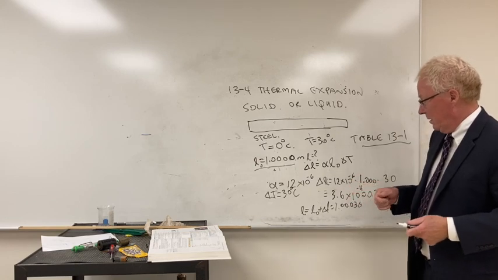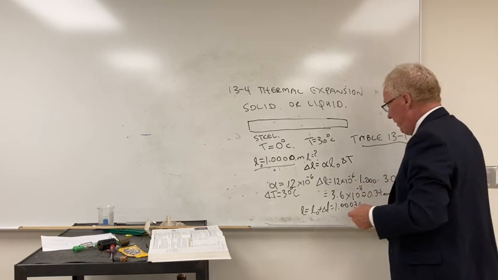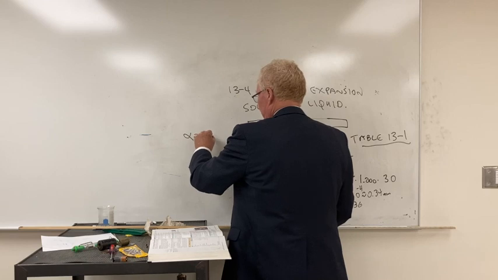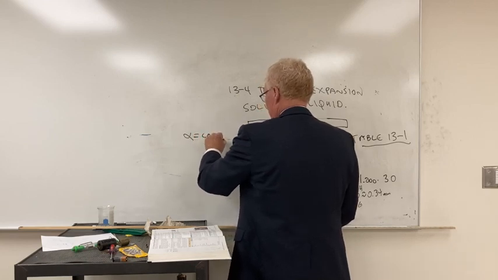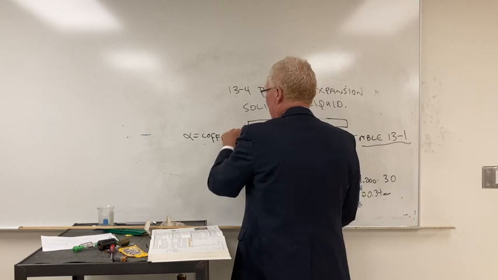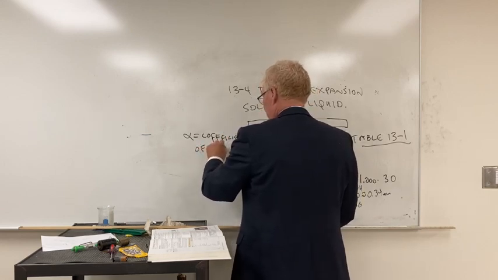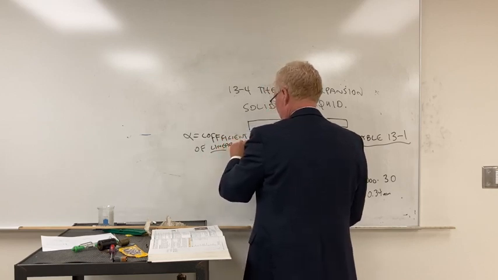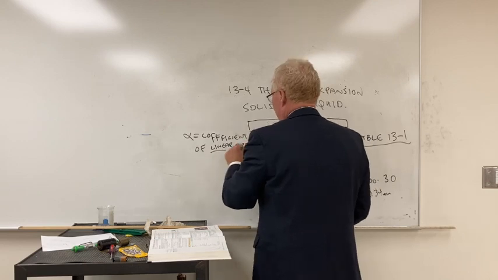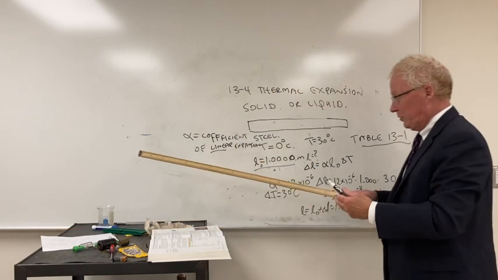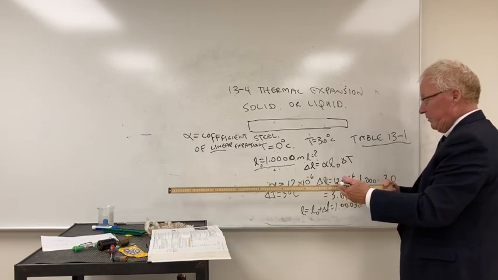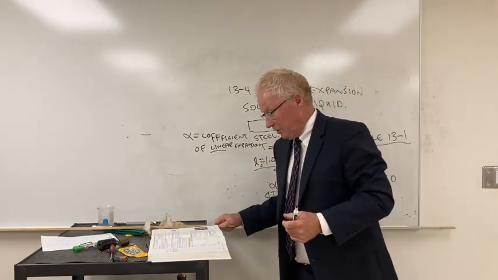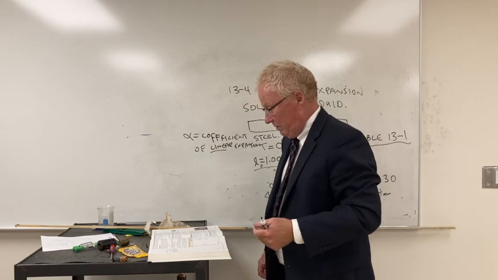So that is how we calculate alpha, the coefficient of linear expansion. So this only expands in one direction. We're only worried about the one direction. It would obviously expand this way, and this way, as far as that's concerned. So there are examples of that.